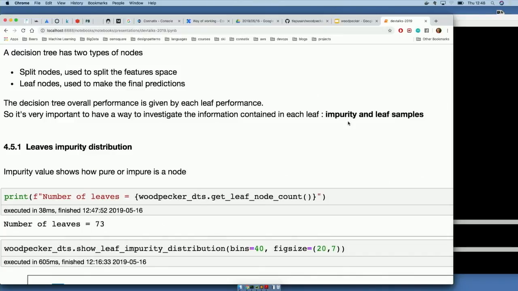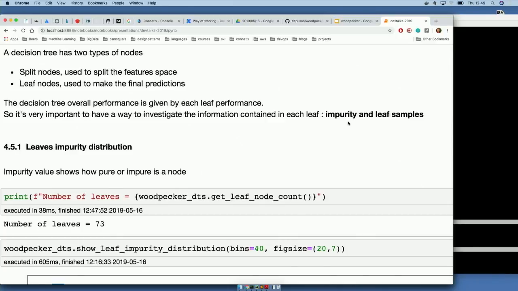This is the impurity of the leaf samples. The impurity for a leaf node shows how much the leaf is confident about its prediction. So it's a value between 0 and 1. If the impurity is 0, that means that the leaf is very confident about the prediction. And the opposite is if it's 1, the leaf has a 50-50 chance to make a good prediction.